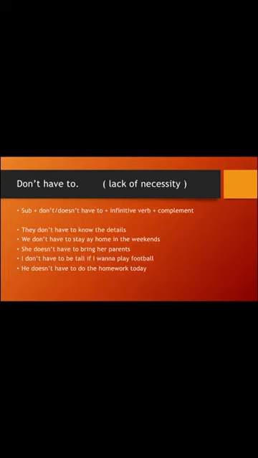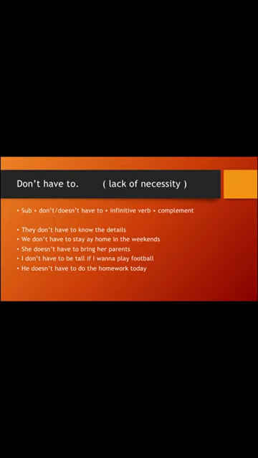Don't have to usually means that there's no obligation, lack of necessity. Yani, this is not important to do, and it's not against the rules or the laws. Yani, if you didn't do this thing, it's totally okay. The function for don't have to, as I said, is lack of necessity or no obligation. Yani, there is no obligation in the sentence.